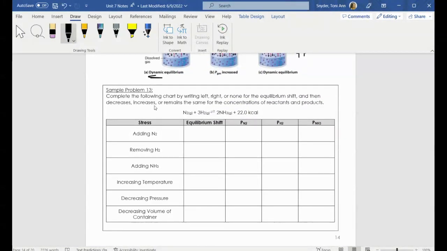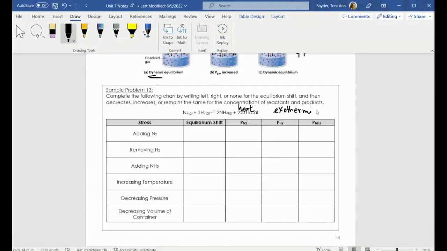So I have some equilibrium. I have nitrogen and hydrogen that's in equilibrium with ammonia. And I do have a thermochemical part to this. So in this case, this is some sort of heat. And heat is a product here. So because heat is a product, we call this an exothermic reaction.